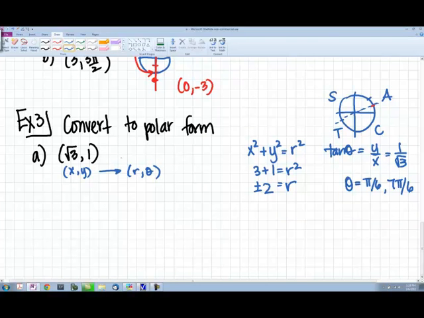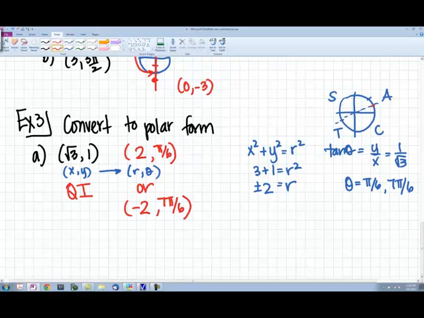Now, how do I know how to choose which r value and which theta value I'm going to use? Well, let's see. Our point (radical 3, 1) is in quadrant 1. So I need to choose an (r, theta) combination that's going to be in quadrant 1. So we can use pi over 6, because that's in quadrant 1. Then we're going to need an r value of 2. If you choose to use 7 pi over 6, note that that angle is in quadrant 3, so we must choose a -2 r value for that one. Again, there are infinitely many solutions here, so just choose whichever one comes to you first.